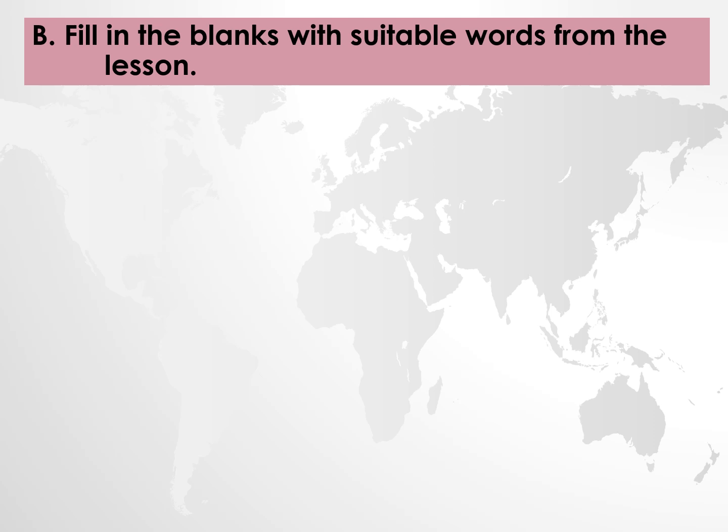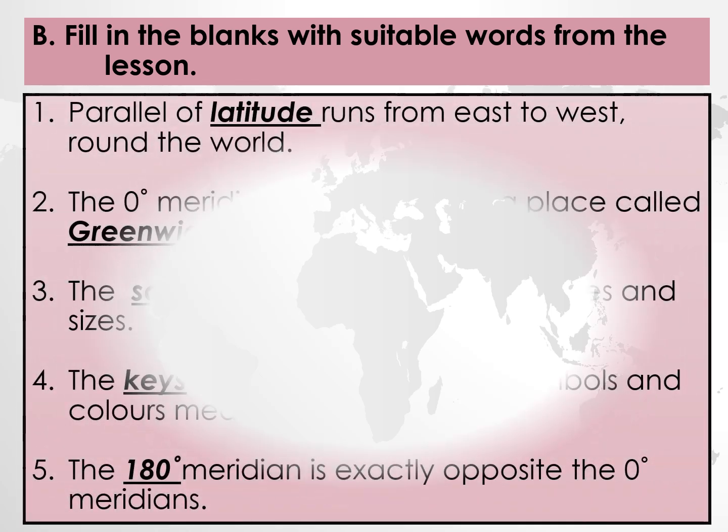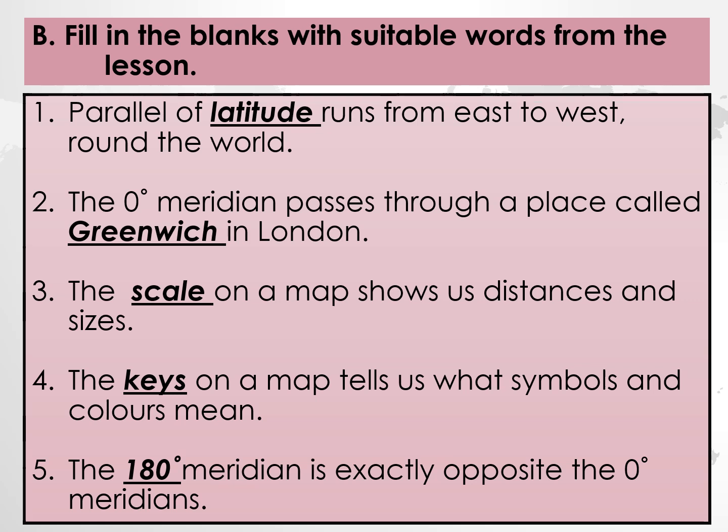Fill in the blanks with suitable words from the lesson. Number 1. Parallel of dash runs from east to west round the world. Parallel of latitude. I hope you've got the same answer. Number 2. The 0-degree meridian passes through a place called dash in London. What's that place called? Greenwich. Very good. Number 3. The dash on a map shows us distances and sizes. What shows on a map? The scale on a map shows us distances and sizes.